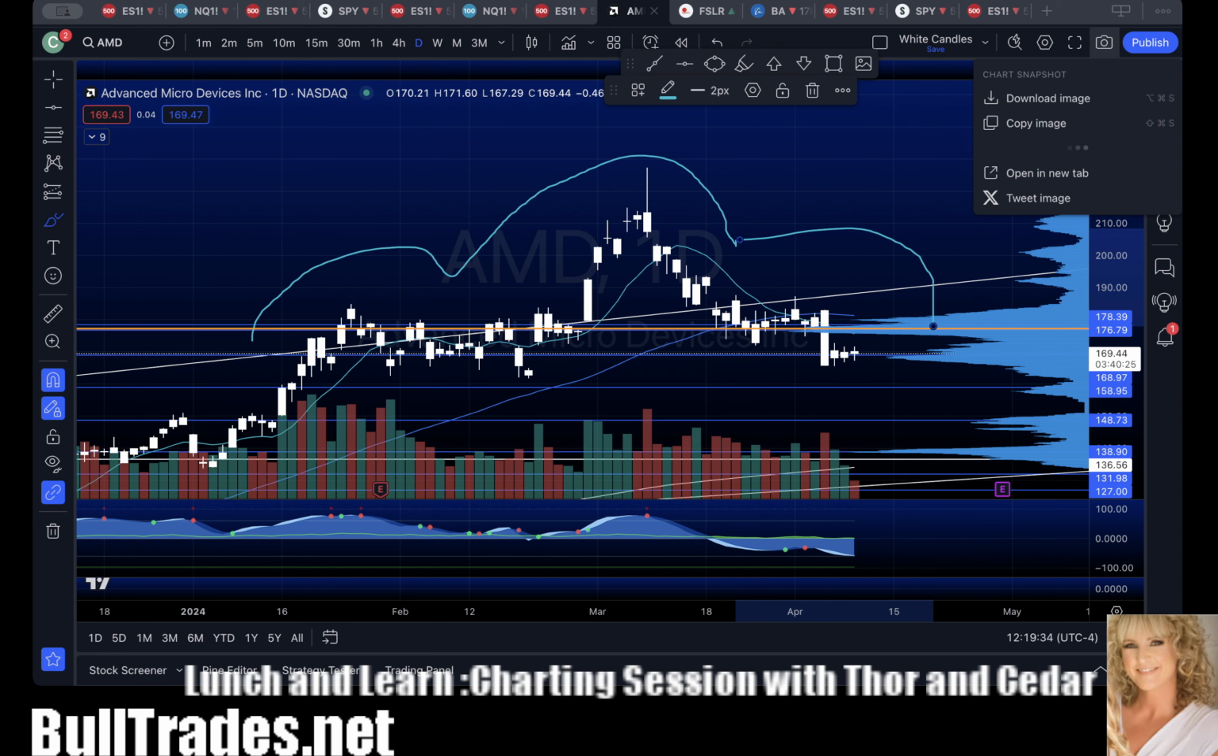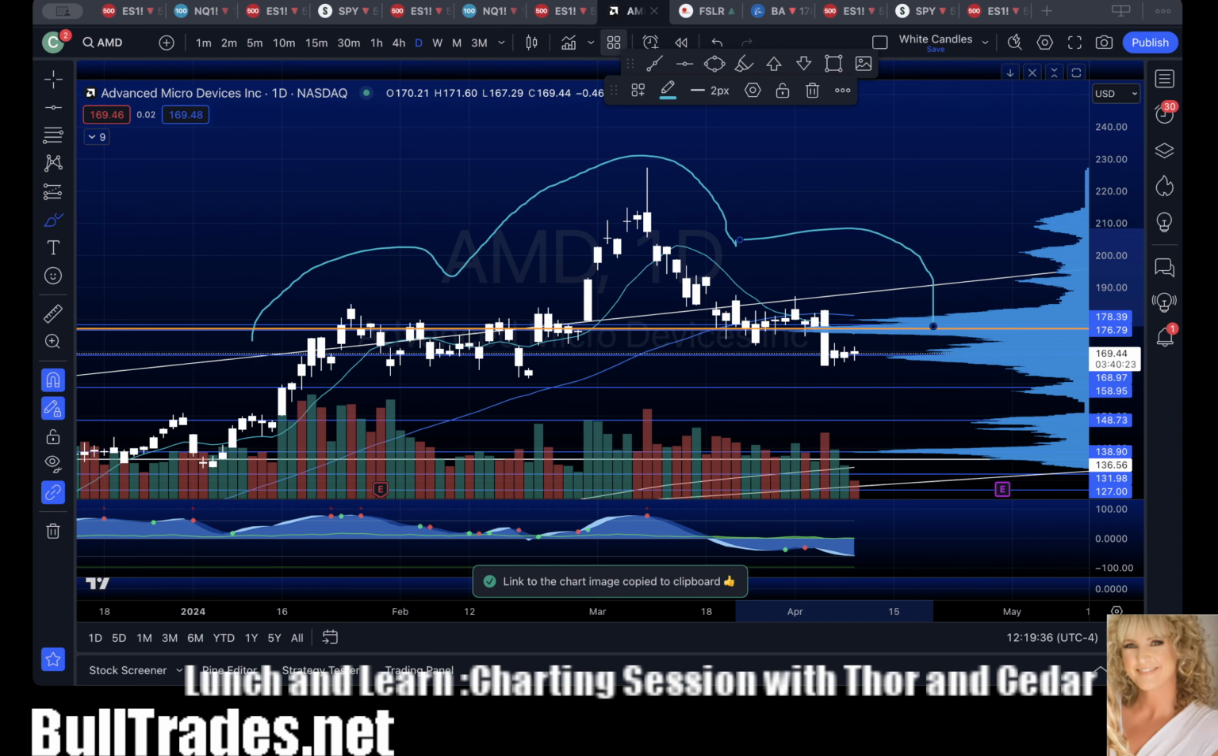But for me, I'm not a player long on it. Okay. My drawing tool was behaving super strange, but I just drew a very, very poor representation of the head and shoulders as well. Yeah, I will say that this looks like a very good short potential down into the at least middle 140s, if not upper 130s.